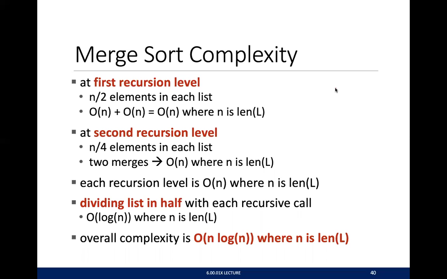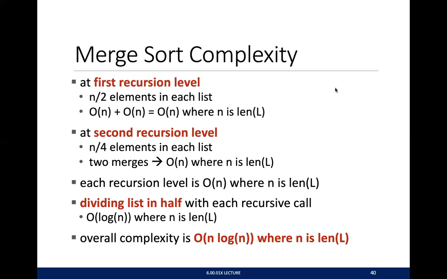So at the second recursion level, I now have four quarters. Each has n over 4 elements, but I'm doing 2 merges. So each one is big O of n. In each of the merges, I have n over 2 elements, n over 4 elements, n over 4 elements. That's big O of n.